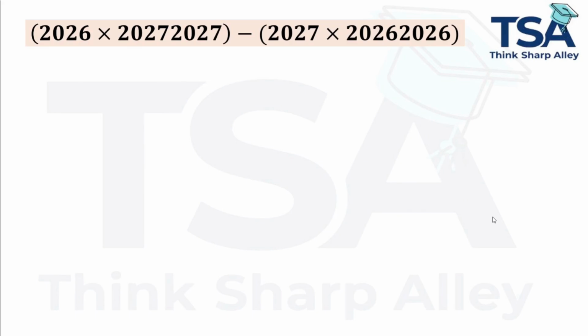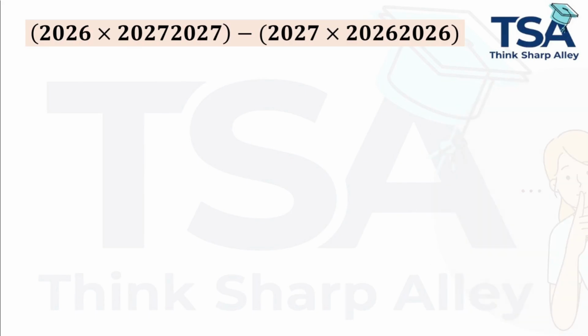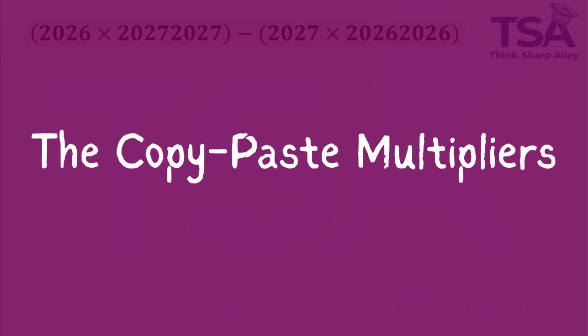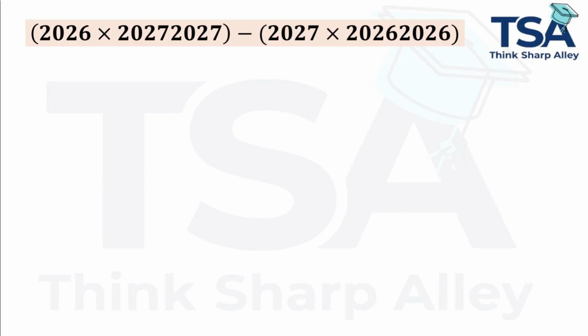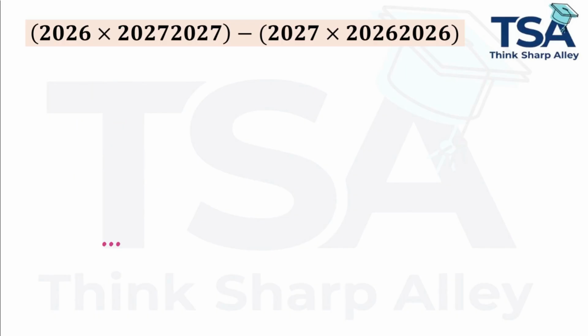To understand how this works, we need to uncover a secret mathematical cheat code, and I call it the copy-paste multipliers. When we multiply a number by numbers like 101 or 1001 or 10001, the zeros act as placeholders that allow the original number to perfectly copy-paste itself without overlapping. So let's break down the rules for different digit lengths using expanded form.